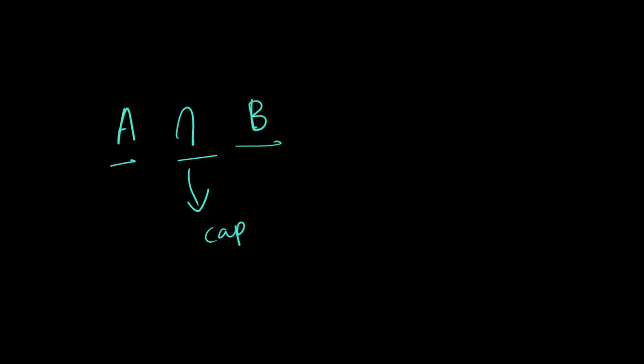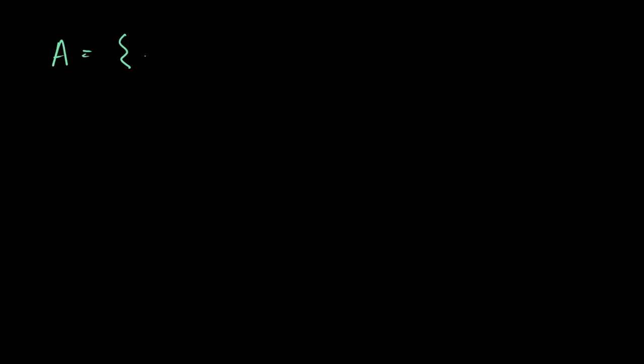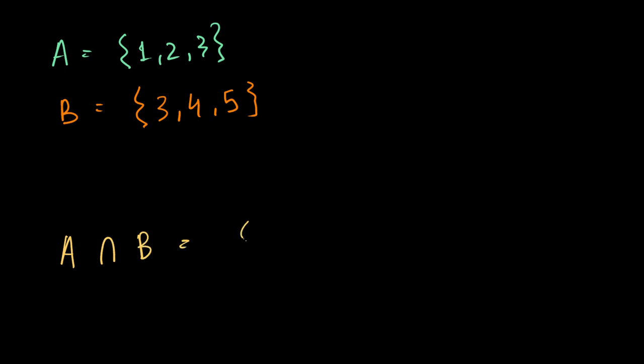Now, let me give you a more numerical example. Let's take set A: 1, 2, and 3. And let's take set B: 3, 4, and 5. Now, think, what will be the intersection of these two sets? I think the intersection would be only 3, because only 3 is common to both the sets. There is no other common element.